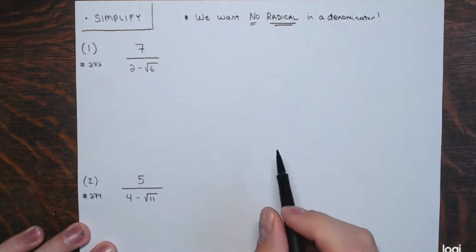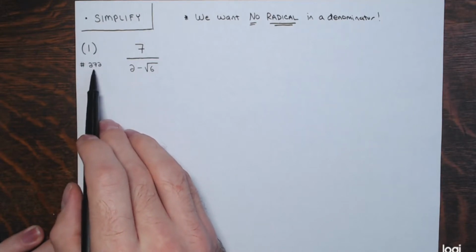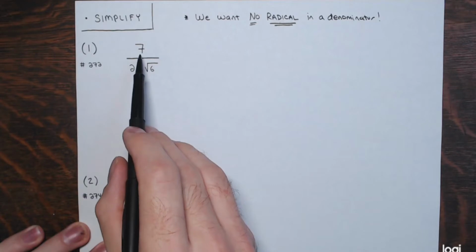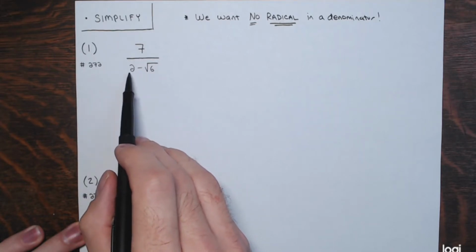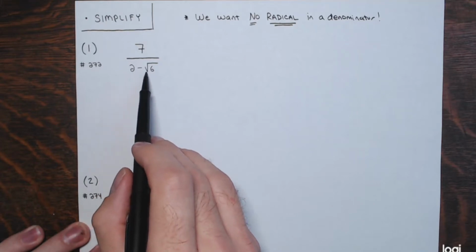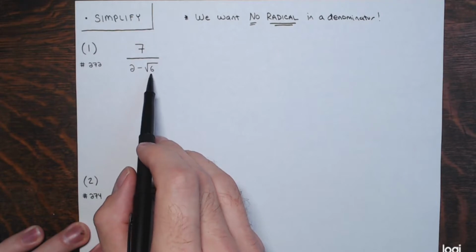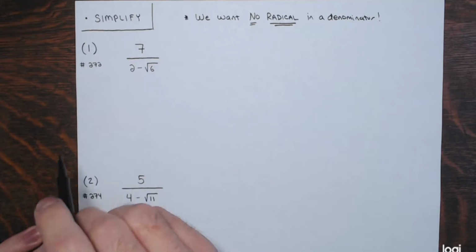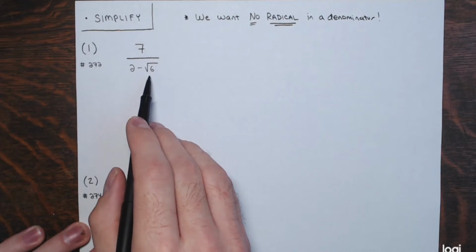For this number 1, which is exercise 272 in the text, we have a numerator of 7 and a denominator with two terms, positive 2 and negative square root of 6, so 2 minus the square root of 6. But there is a radical, a square root of 6, in the denominator here. Some of you might think, can't I just rationalize this the same way I rationalized with one term?